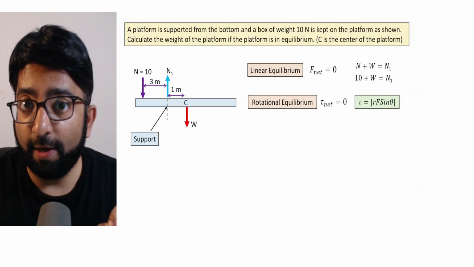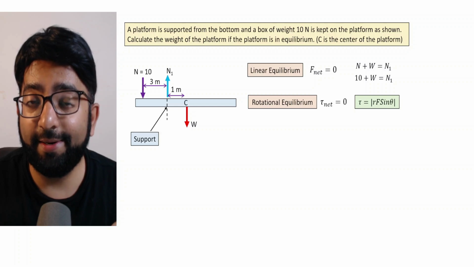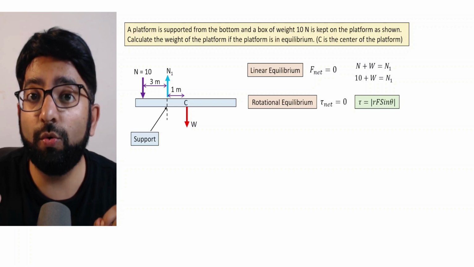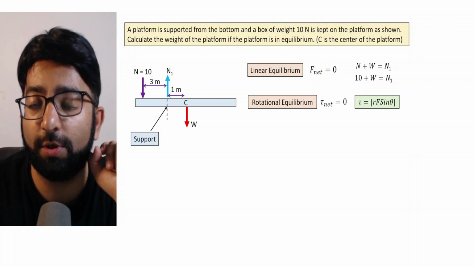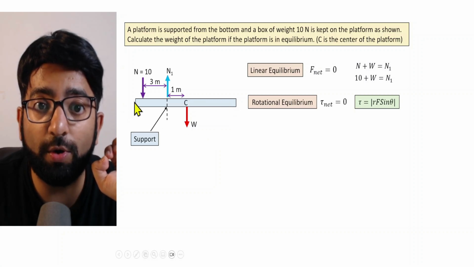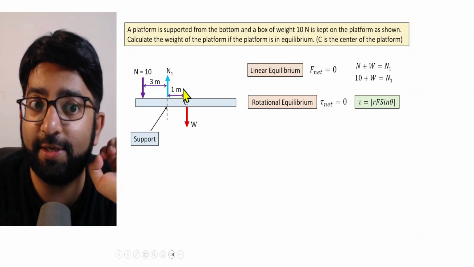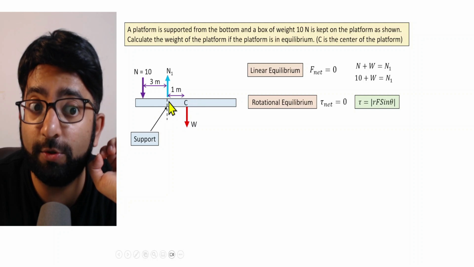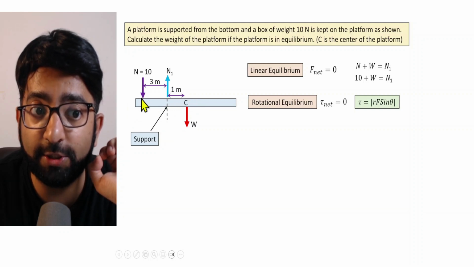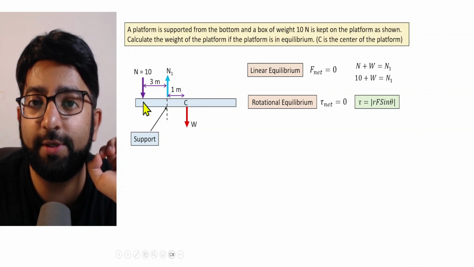But please be very careful. In order to find the torques, it is important for us to decide about which point we are figuring out the torque. Torques can be found about any point. So let's say C is the center. Now this is one more point through which N1 is passing, and this point through which 10 newtons is passing.